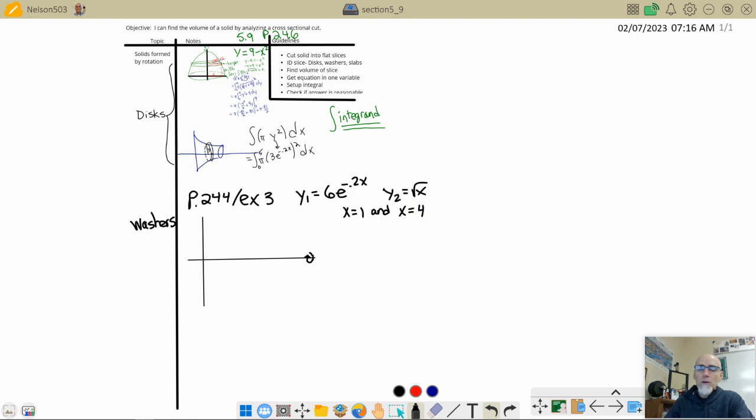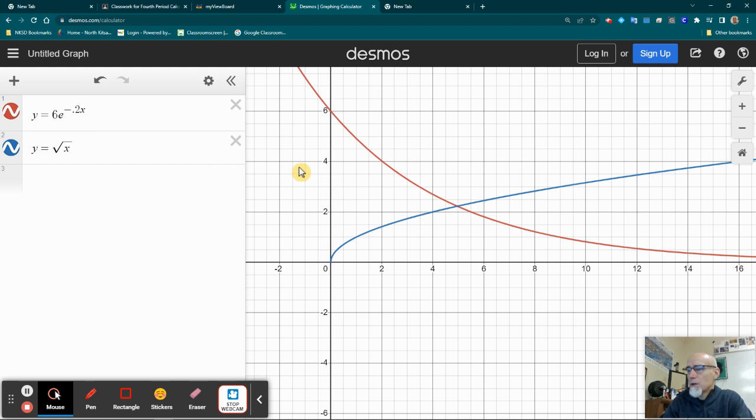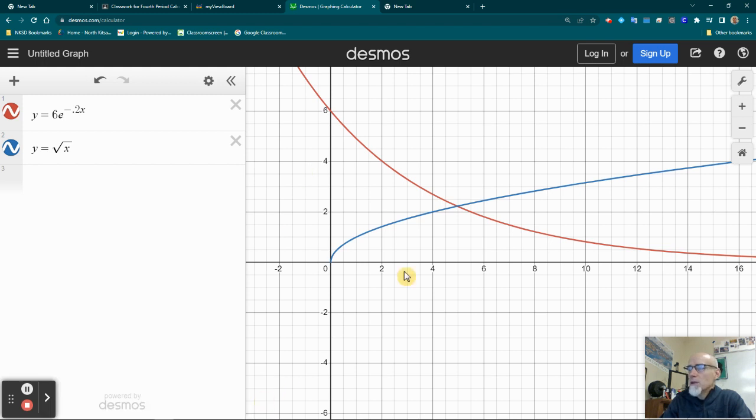Okay, so first thing would be to get a picture of what these graphs look like. So I've already set this up to save a little time. I'm over here on Desmos. I put my two functions in, but this might be a little misleading because this one has a domain that starts at 0 and goes out to infinity. This one has all real numbers for its domain. So we don't want that.